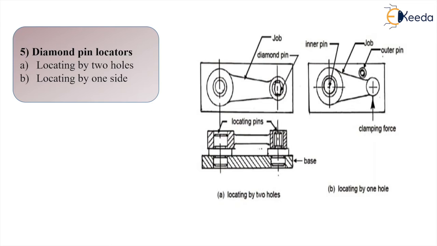Then the diamond pin locators are there. They are used for locating by two holes and locating by one hole. The diamond pins are often used for radial location, as you can see in the diagram. Basically, the cylindrical locators arrest 5 degrees of freedom, which is also termed the principal locator.